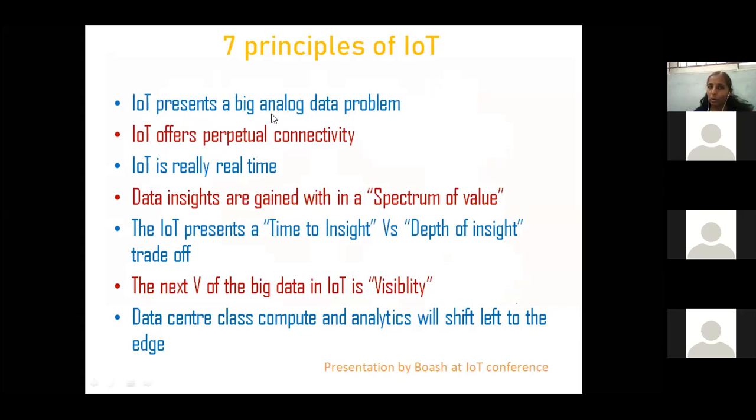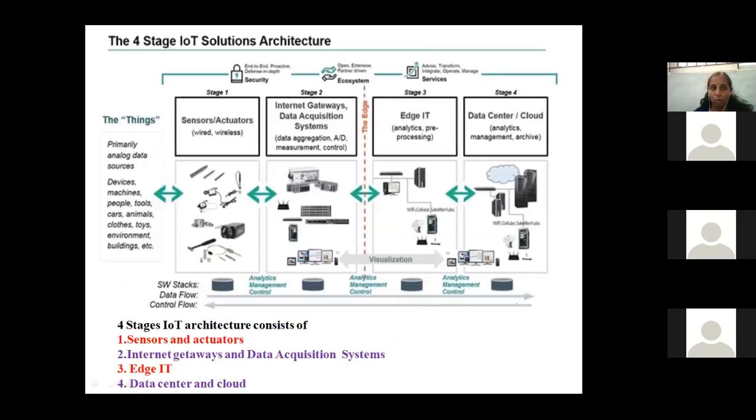Analog, in the sense what? The parameter in the field which is continuously changing, like temperature, pressure, flow. If a sensor is on and off, that is nothing but discrete. IoT offers perpetual connectivity. It is really real time. It has a spectrum of value. It is the time to insight and depth of insight, and it is towards the IoT now. It is visibility mode, and data center access, compute and data analytics shift to the right edge. I will tell you in detail.